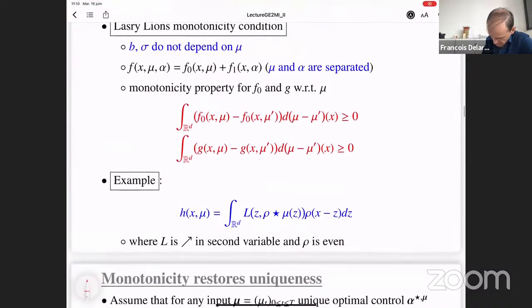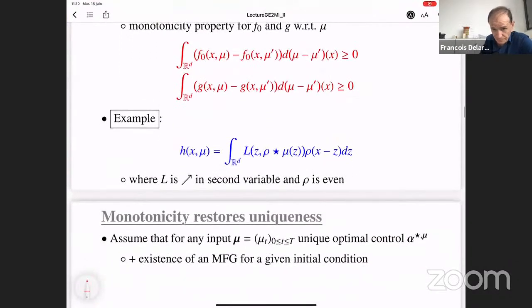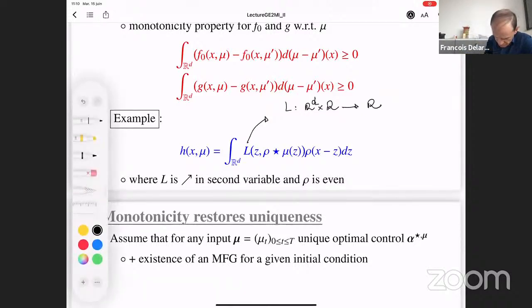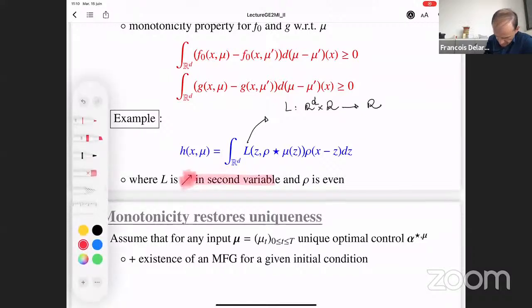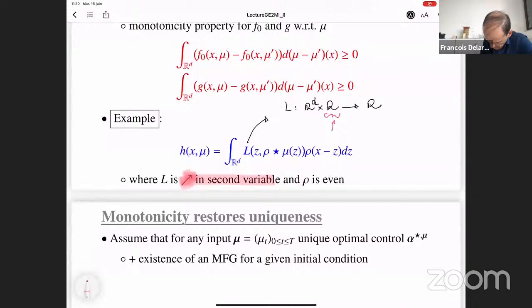So you see that the example is this one. Let me try to explain the way it works. You take L here. This is L for loss. This is a loss function, a function that takes R^d times R into R. So the second argument is no longer a measure, it is really real. And you require L to be non-decreasing in the second argument. It might be flat, but it is non-decreasing.